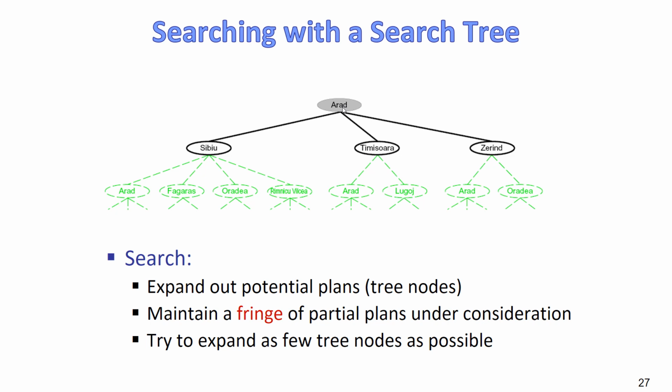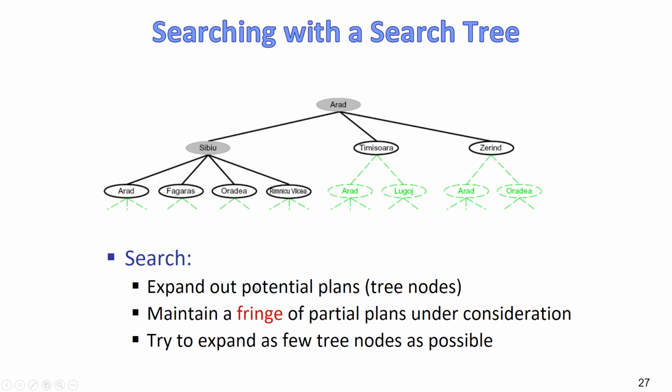Now, what we have in the fringe is these three nodes. So we will have to choose one of them, and check if the one that was chosen is the goal state or not. If not, then we need to expand it. So let's say that we selected this node or this plan or this state. Now it's not the goal state, so we'll have to expand it to its successors.